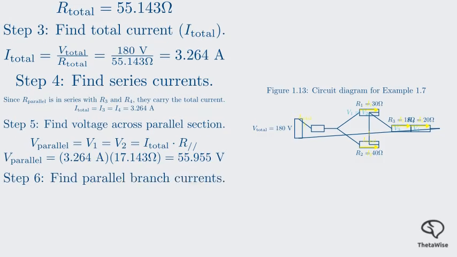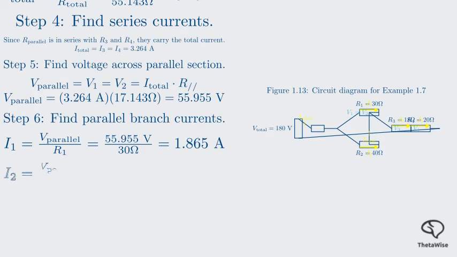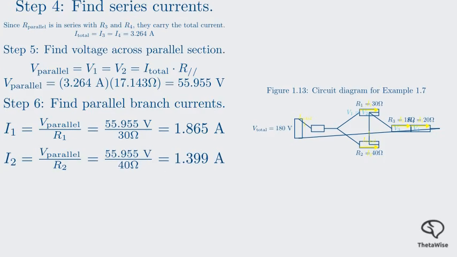Now we have the voltage and resistance for both R1 and R2. We can use Ohm's law again to find their individual currents. I1 is V parallel divided by R1, which is 1.865 amps. And I2 is V parallel divided by R2, which is 1.399 amps. We have now found the current through every resistor in the circuit.